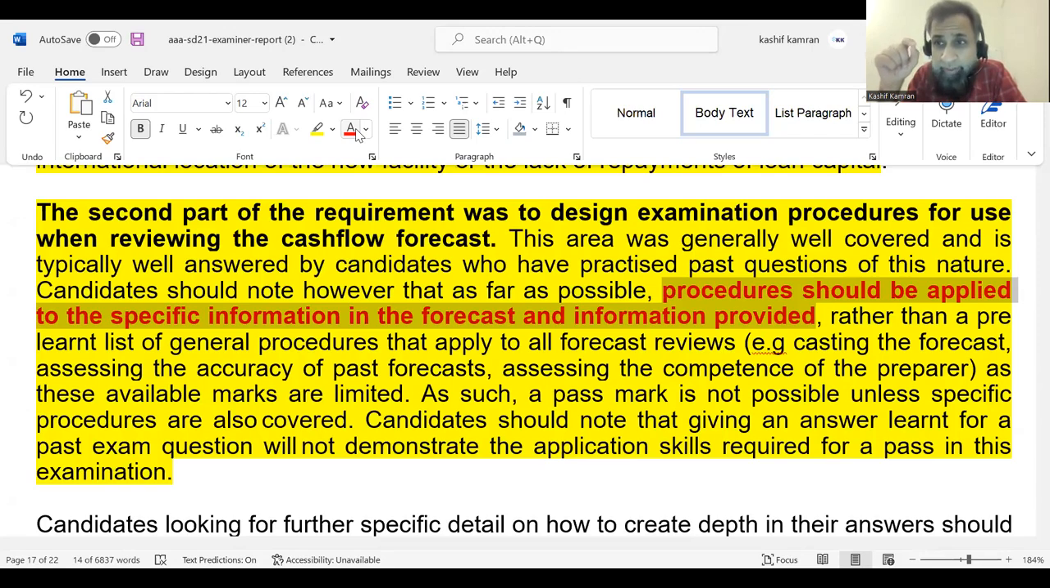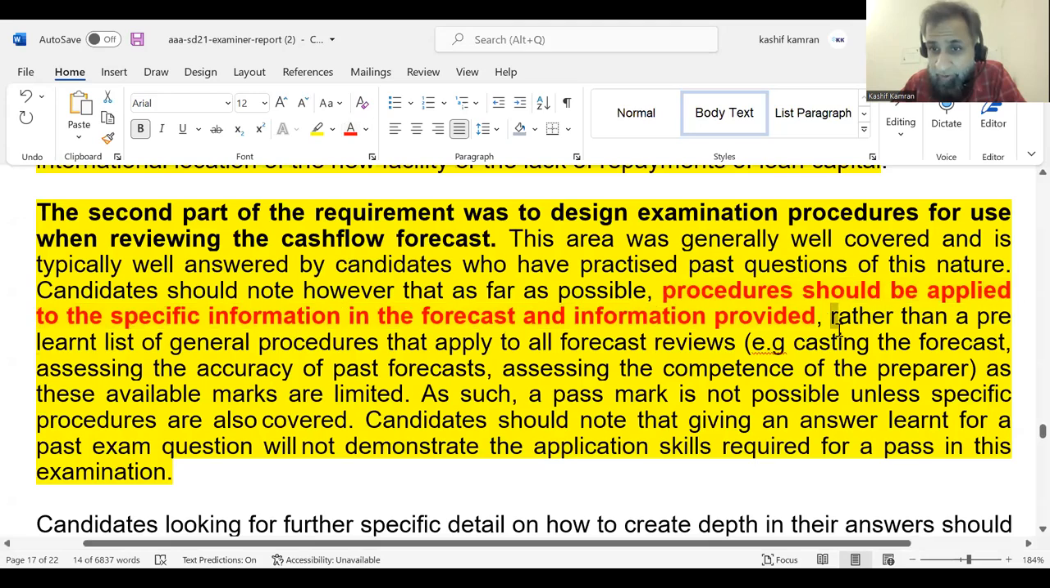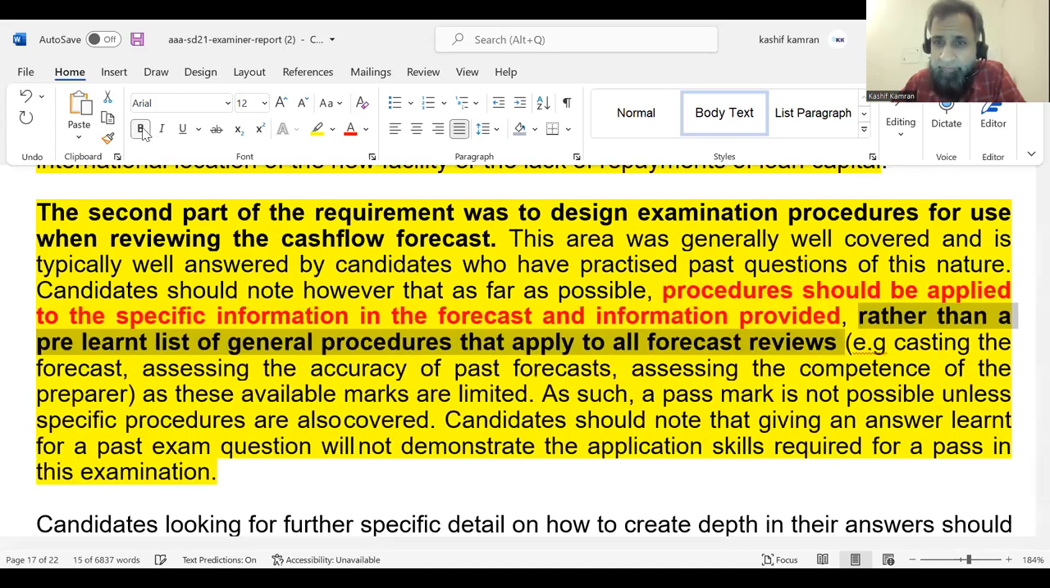My first letter of the mnemonic is C. Procedures should be applied to the specific information in the forecast, comma, rather than a pre-learned list of procedures. So the examiner is saying rather than a pre-learned list of procedures that apply to all forecast reviews. So he's not happy with it.